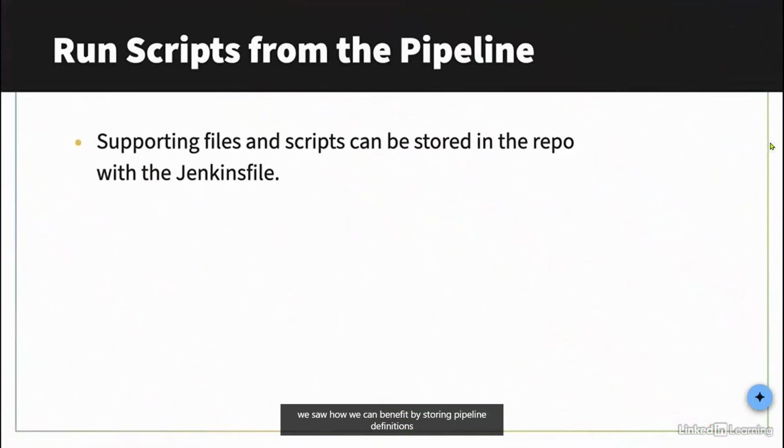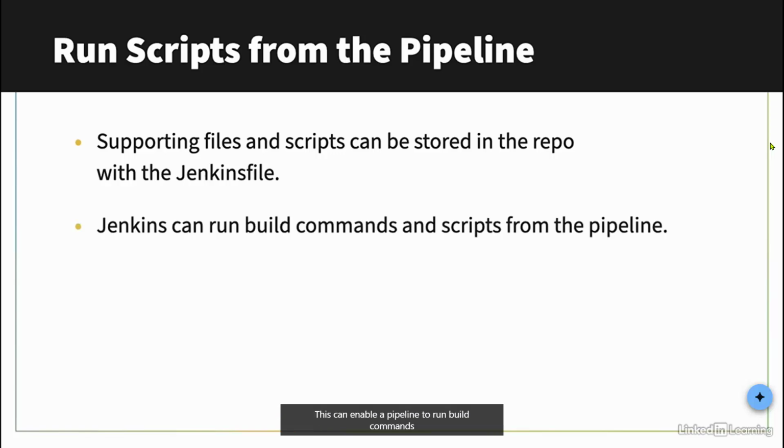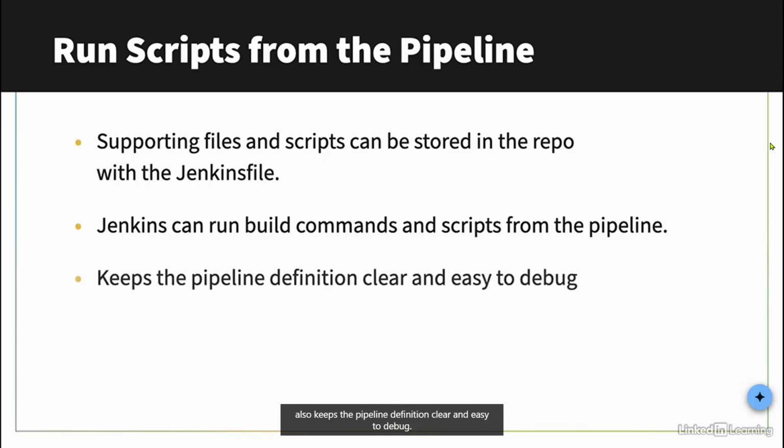In the previous lesson, we saw how we can benefit by storing pipeline definitions as code in a version control system like GitHub. We can also store any supporting files and scripts needed to build a project. This can enable a pipeline to run build commands and scripts that might be far too complex to run directly in the pipeline. Combining multiple steps into a single script also keeps the pipeline definition clear and easy to debug.